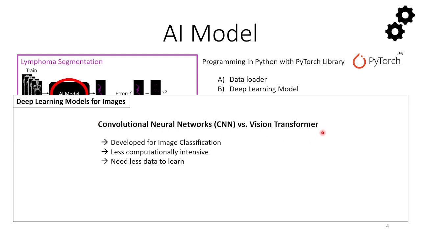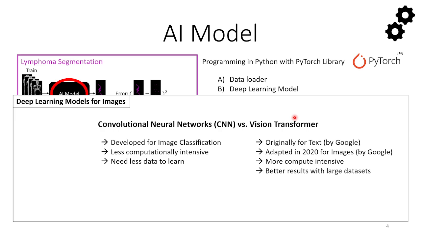Then the vision transformers were originally developed for text by Google, and then in 2020 also adapted for images. They are more compute intensive, so you need more of those NVIDIA GPUs for them. Also they need more data to be trained. But if you have a large data set, then normally they mostly achieve the better results. So those are two models.